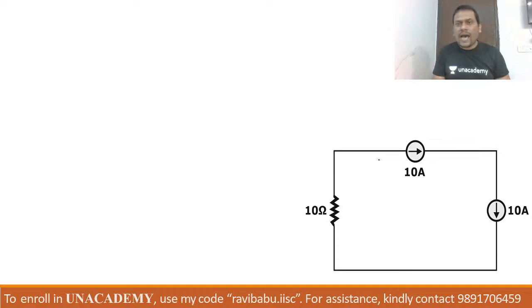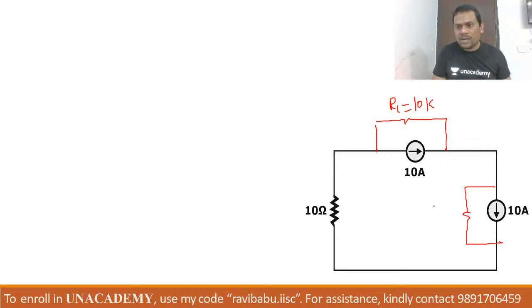Okay, now I want to consider some resistance here, R1, and that is very high resistance. I want to write 10k, and this is another resistance, this one, and I want to write again 10k. Okay, then 10 kilo ohm, 10 kilo ohm. Now tell me, can we calculate this current I through 10 ohm by SPT?